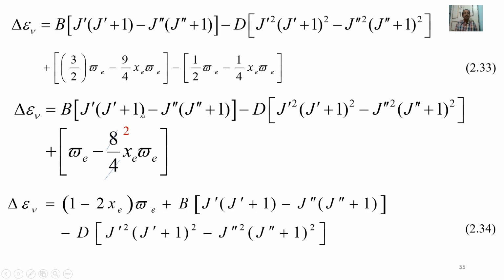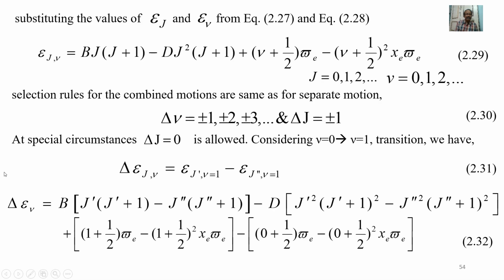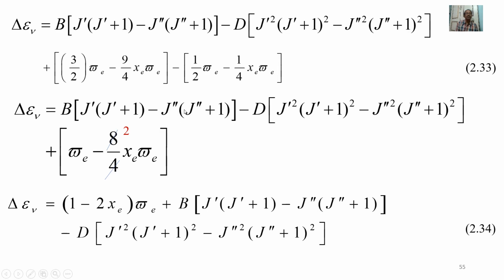So let us simplify the second term first. So 1 plus 1 by 2 will give us 3 by 2, and here it is 3 by 2 squared, and here 1 by 2, and here it is 1 by 2 whole squared. So the second term becomes exactly like this. So we have now 3 by 2 omega e minus 1 by 2 omega e. This is 1.5, this is half, that will give us omega e. So omega e. And this is minus 9 by 4 xc omega e.